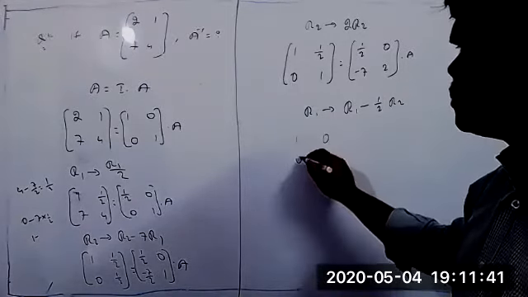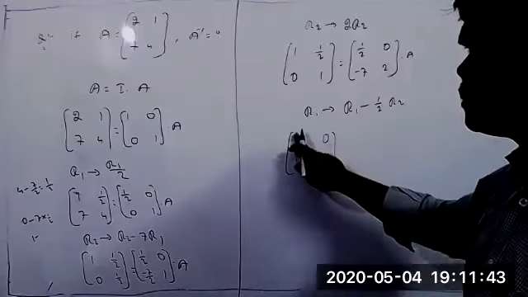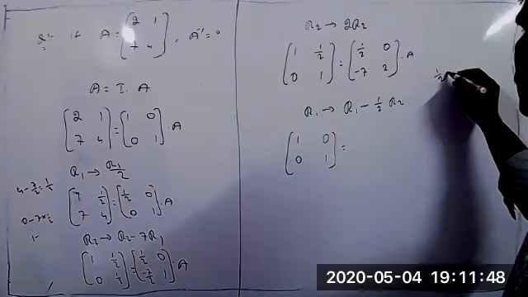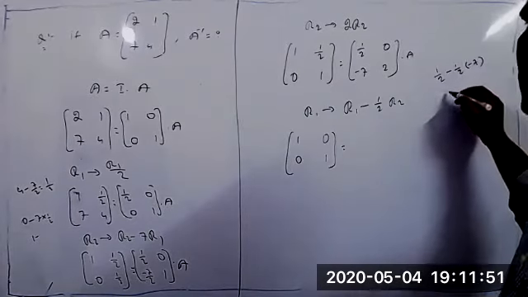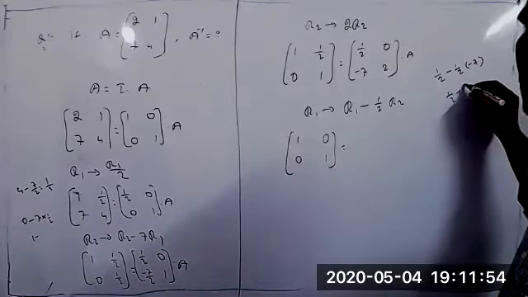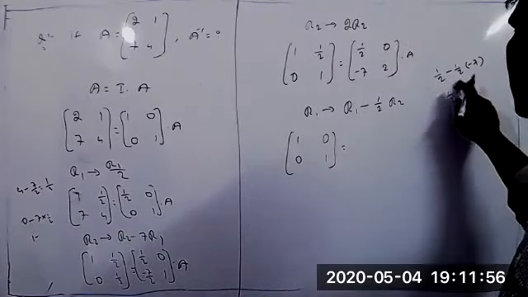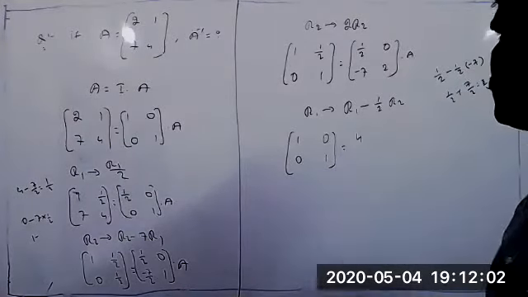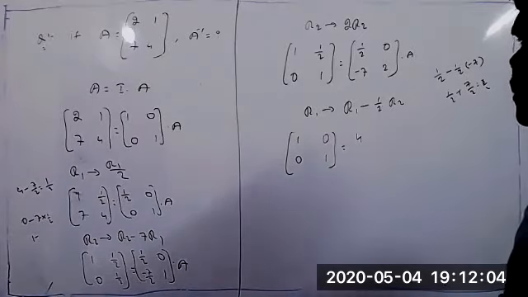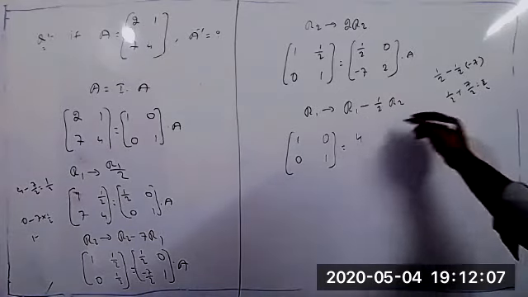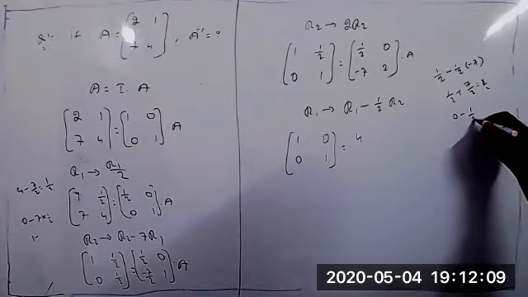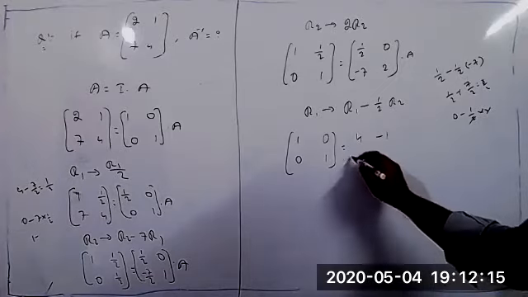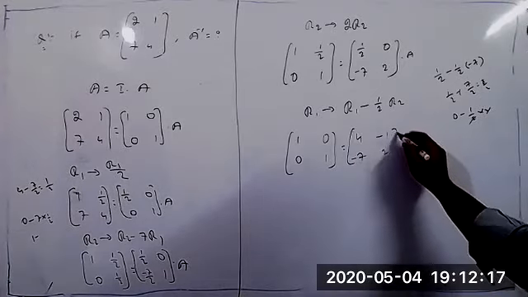So 1 0 0 1, this one you can change this value: 1 by 2 minus 1 by 2 into minus 7. So 1 by 2 minus into minus plus, this is 7 by 2. Sum of these two numbers equal to 1 plus 7 equal to 8. So 8 by 2 equal to 4. So the first element is 4. And from the second element, 0 minus 1 by 2 into 2, the 2 will be cancelled, so it is minus 1. And minus 7 and 2 you can write as this.